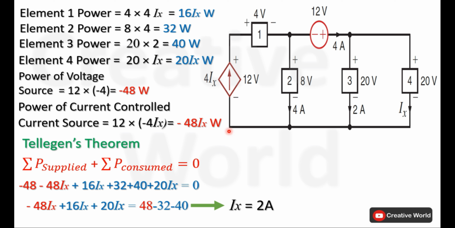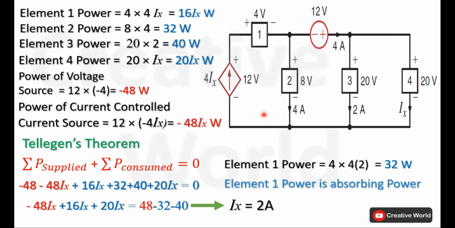Now we have the value of Ix. We can calculate the current through this element 1, and if we know the current of this element 1, voltage is already given, we can calculate the power of this element 1. Power of element 1 will be voltage across it, 4 volt, and current through it, which is 4Ix, 4 multiplied by 2. So the power of this element will be 32 watt, and because of this positive sign, this power is being absorbed by element 1.